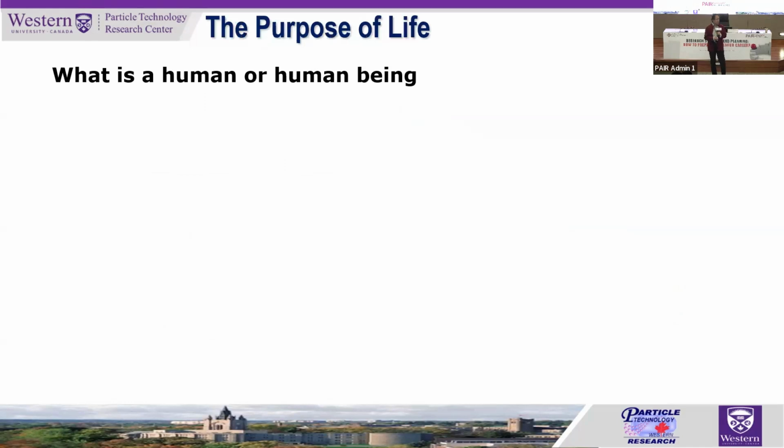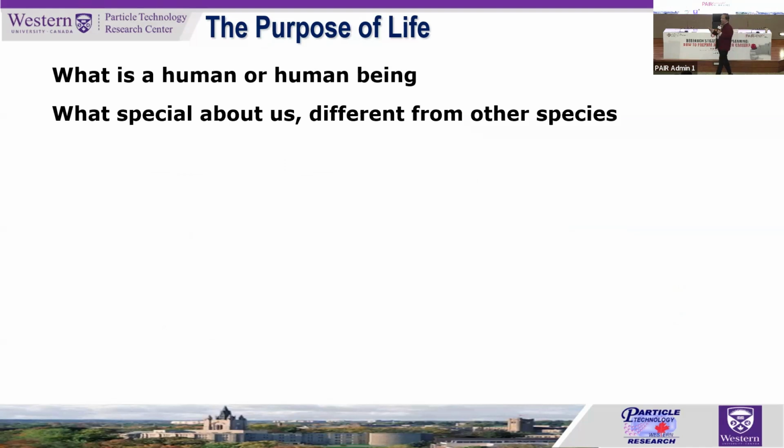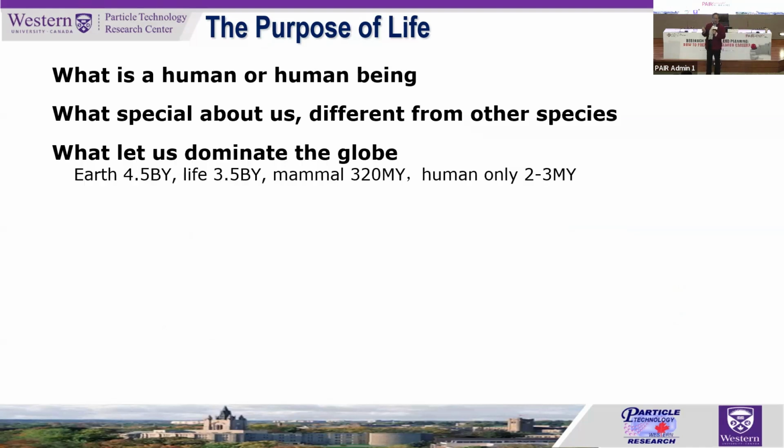So we could also think about the purpose of life. We've been thinking about that, but have we reviewed that? What is a human being? And what is special about us? If you think the Earth is about 4 billion years old, and mammals are 320 million years, and humans are only 2 to 3 million years. Okay, very short if you consider the whole history of the globe.